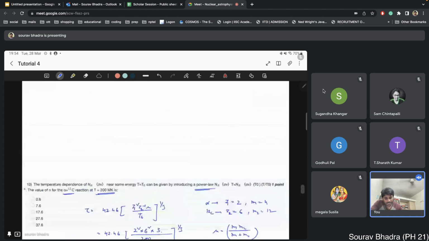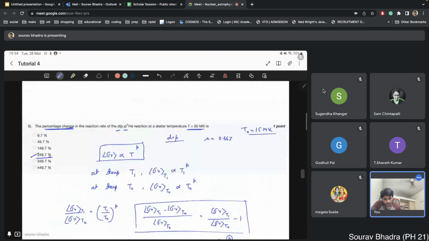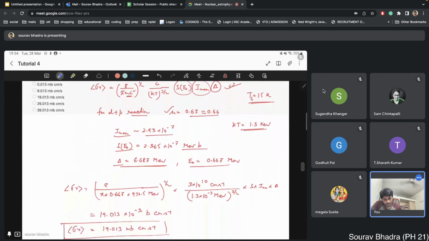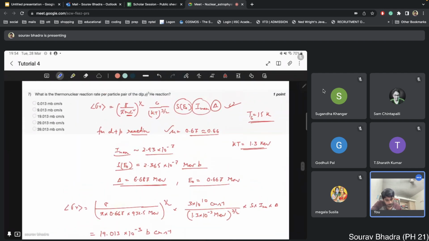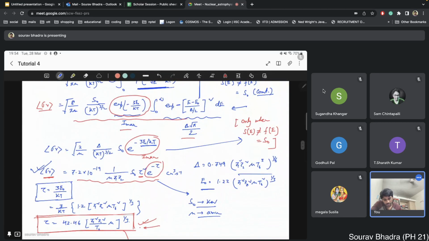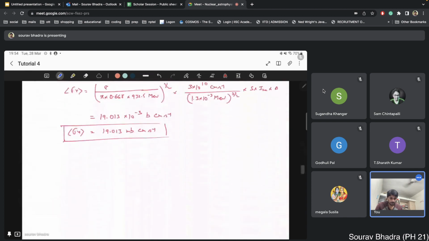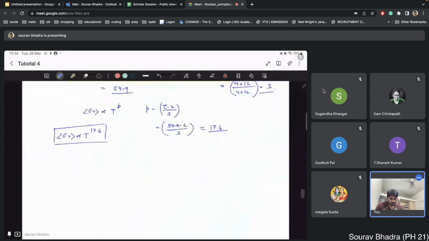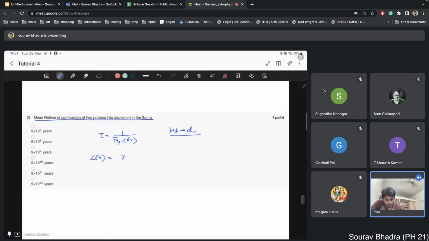Sigma v is exactly the same thing. Let me go to it. Yeah, this one, sigma v. We will use this particular expression: sigma v equals 7.2 into 10 to the power minus 19, with the other factors, 1 by mu z1 z2, tau square, exponential minus tau, S of E0, in cm cube per second.